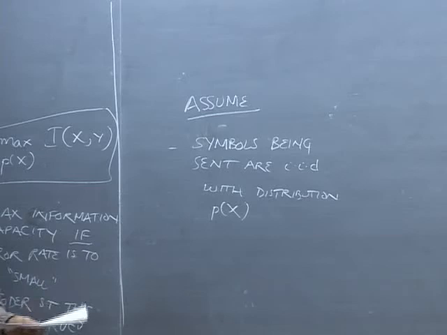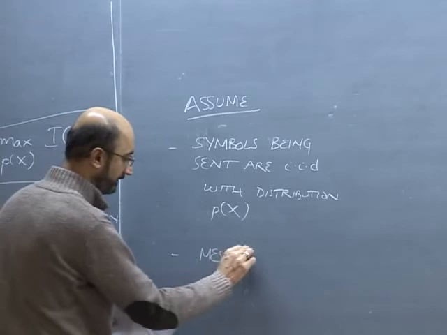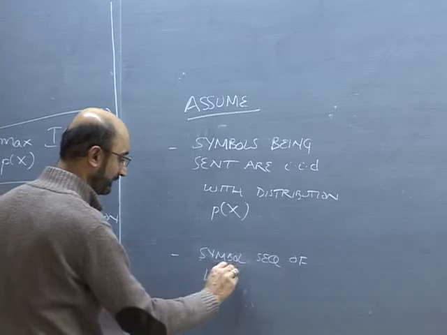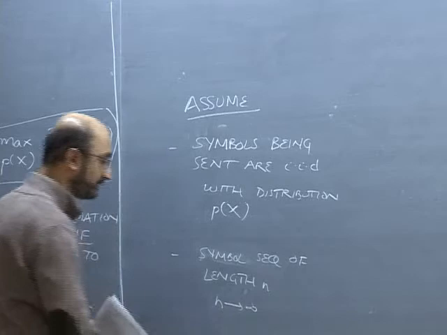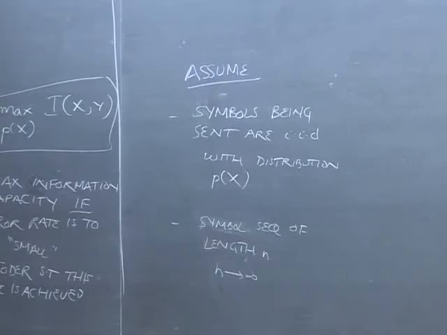So we're going to make this assumption, and the second assumption is that we're going to consider message sequences, or I should say symbol sequences, of length n, but the assumption is that n tends to infinity. In other words, you're looking at arbitrarily long message sequences. We look at asymptotically large message sequences rather than small message sequences. And this is super important as well. So those are fairly straightforward assumptions.